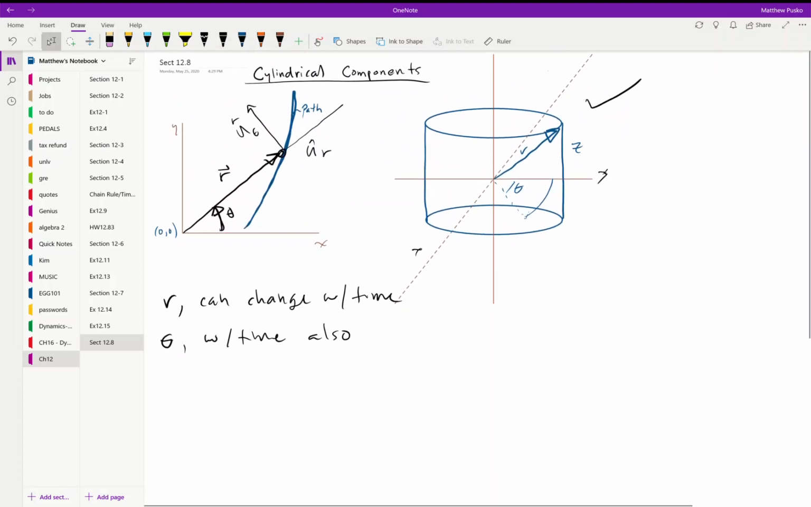So this would give us some acceleration like that. We always have a velocity vector tangent to the path, and let's figure out how to find those velocities and accelerations.